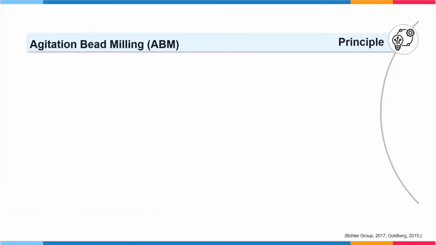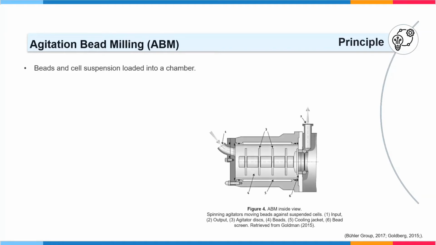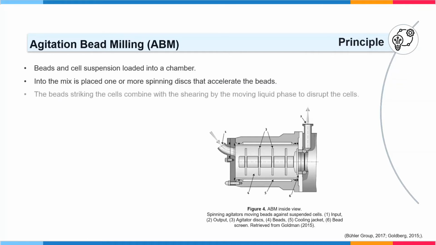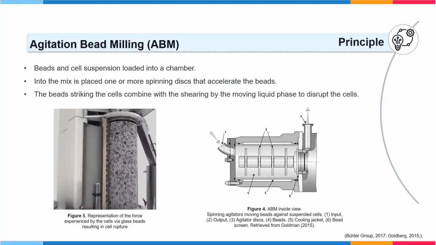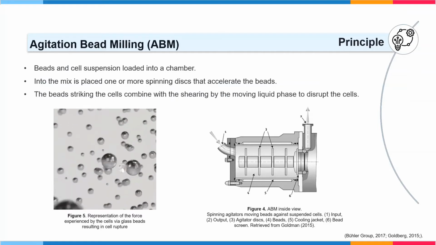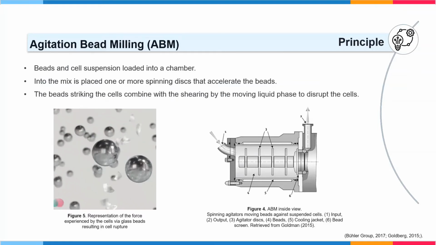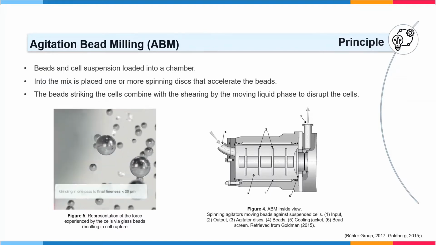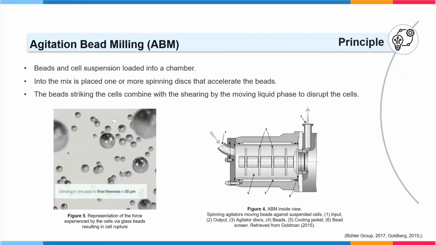Now, agitation bead milling technique involves the use of beads which are placed in a jacketed high-speed reaction vessel. In this class of agitated bead mills, the beads and the cell suspension are loaded into a chamber. Into the mix is placed one or more spinning discs that accelerate the beads. And finally, the beads striking the cells combine with the shearing by the moving liquid phase to disrupt the cells, as we can see here in the animation.